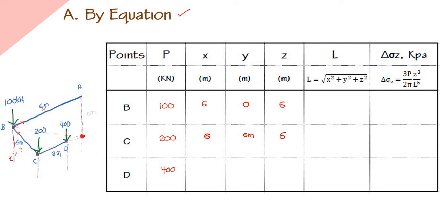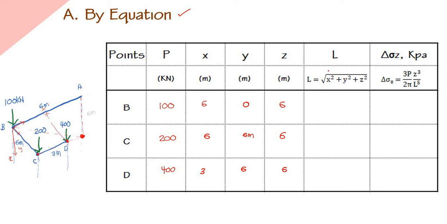And then finally at point D, from point D to our sample point, so if this is 3 meters and from point B to point A is 6 meters, therefore our X value is 3 meters. And then our Y value, our Y distance, that is 6 meters. And then still the depth is 6 meters.